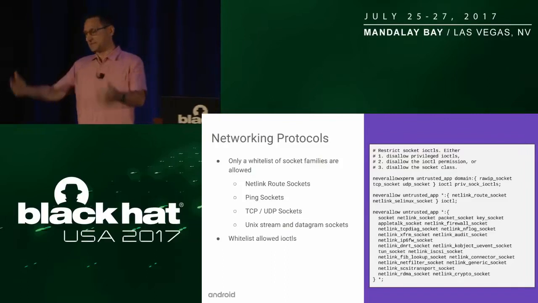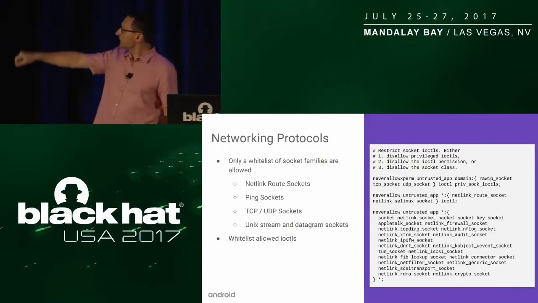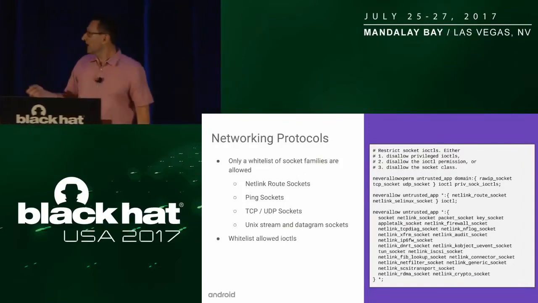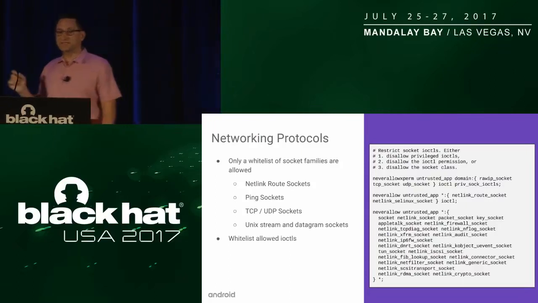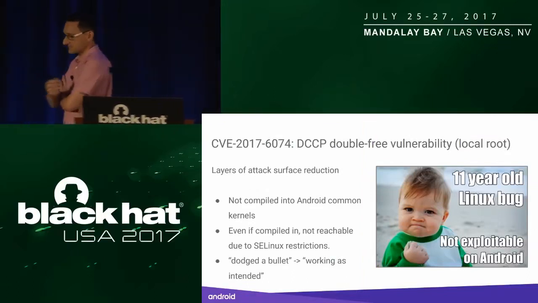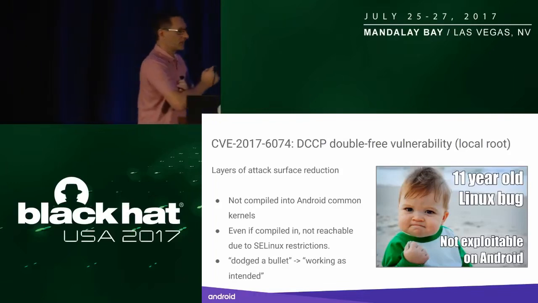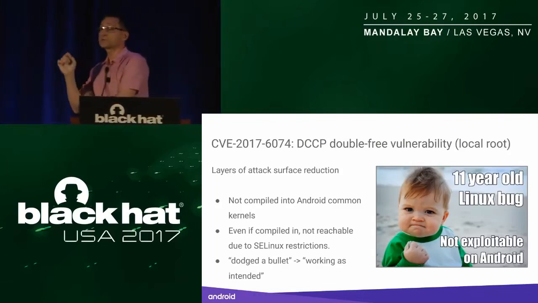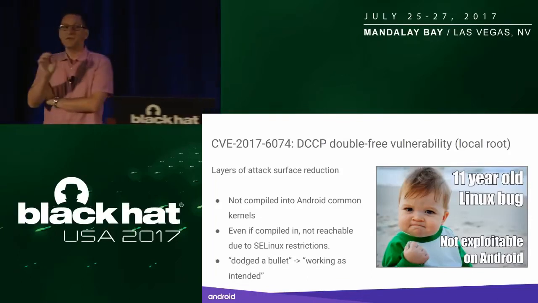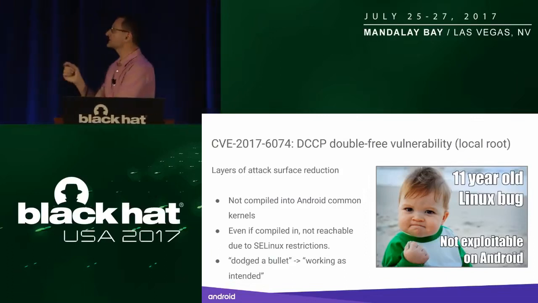And we have additional testing and other things like that. But one of the things that you notice in these neverallow rules, which are compile-time assertions for security policy, is that we actually explicitly disallow DCCP sockets. So this was nice. First of all, other work we had done made sure that that code wasn't even compiled into the kernel, which is always a great thing to talk about. Even if it had been compiled into the kernel, it would have been inaccessible to any other process within Android.